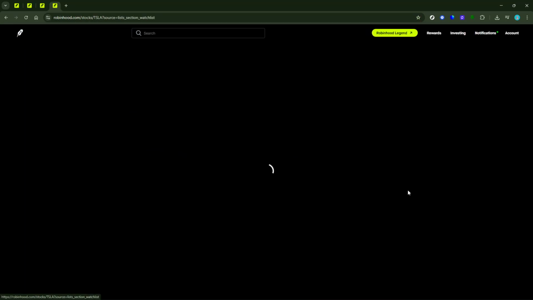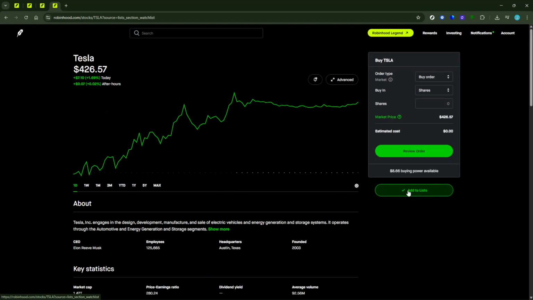Day trading can be fast-paced, so remember to stay focused and only invest what you're willing to risk. And that's how you execute a complete day trade on Robinhood's web platform.